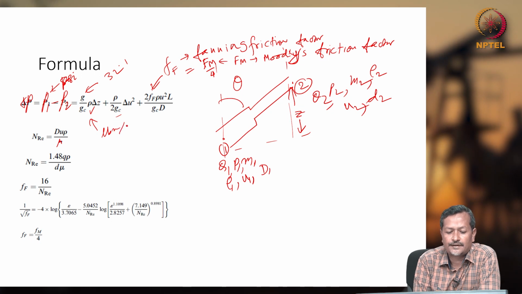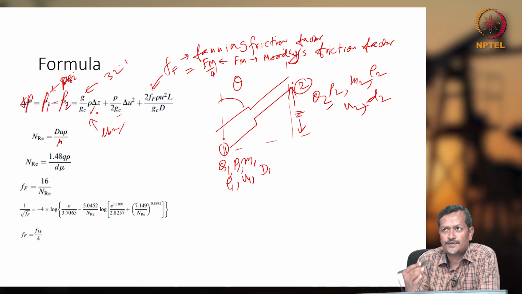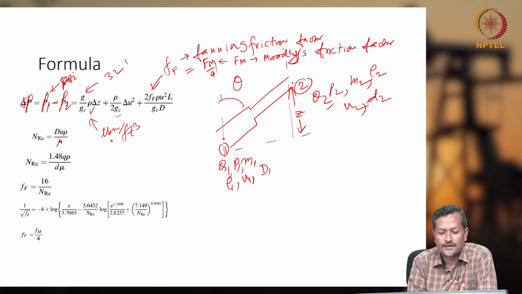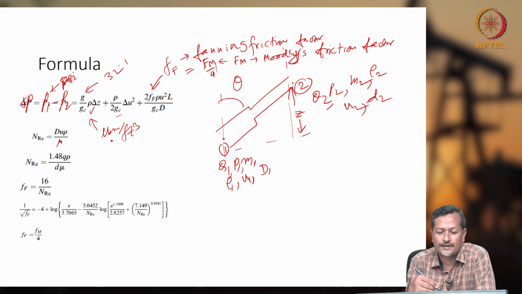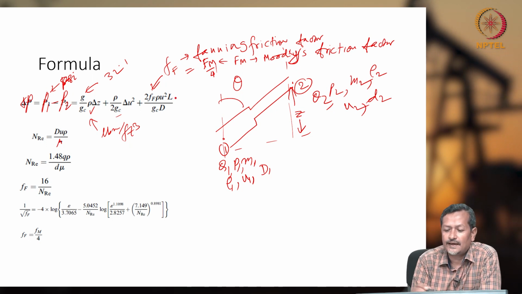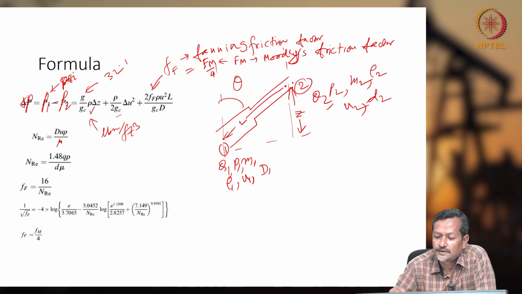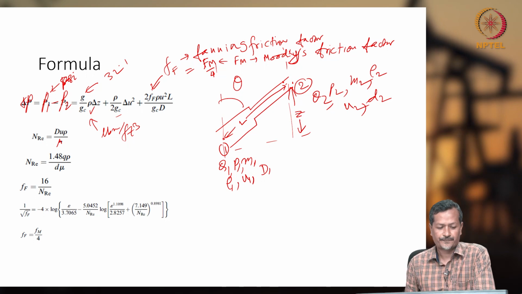divided by cubic feet. Del Z again is in feet. D also again in feet. L is the length of the pipe.